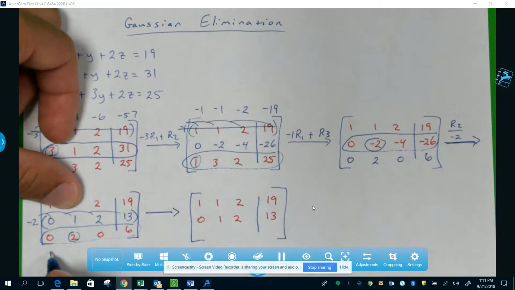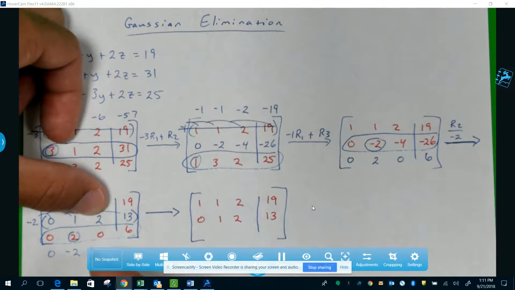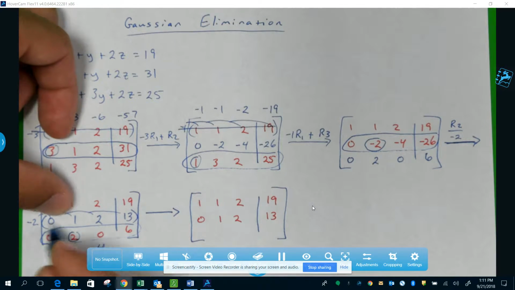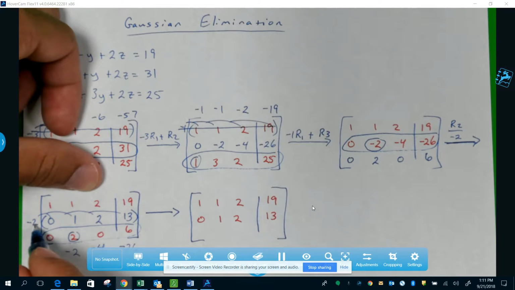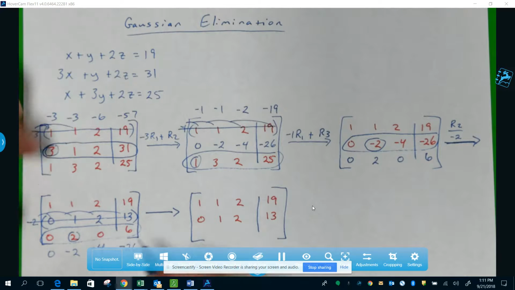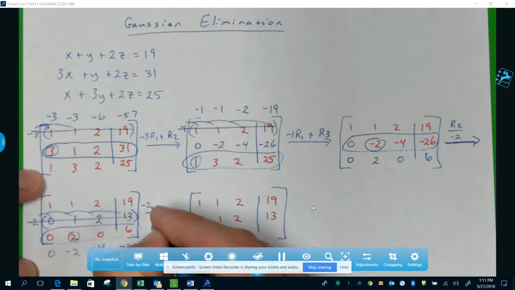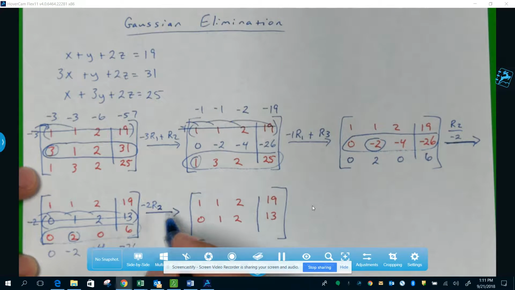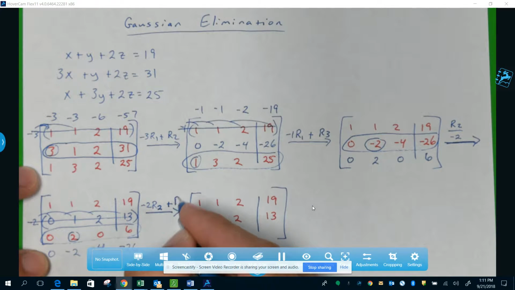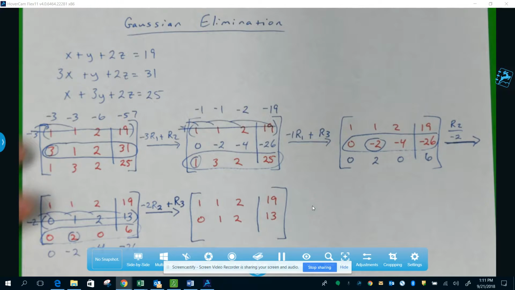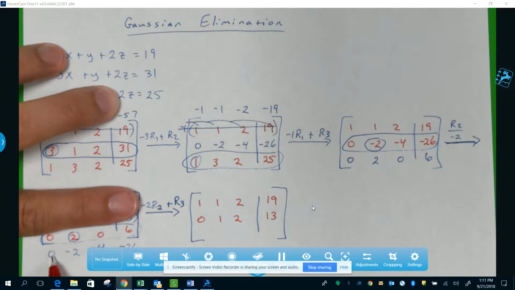Negative 2 times 0, 0. Negative 2 times 1 is negative 2. Negative 2 times 2 is negative 4. And negative 2 times 13 is negative 26. So now that I multiplied negative 2 times row 2, I need to add that with row 3, because that's what I'm targeting. So when I do my new row 2, after I multiply it, I'm going to combine it with row 3.